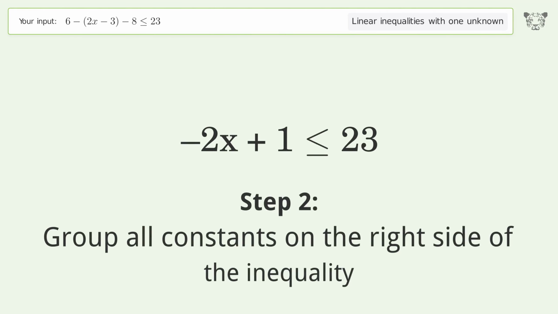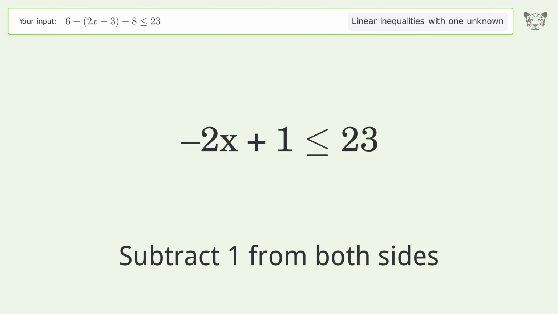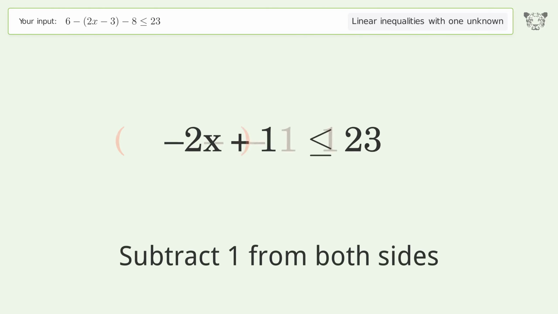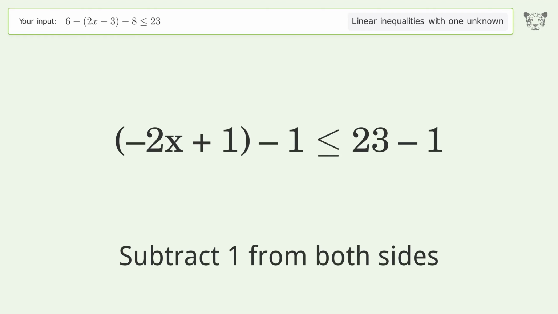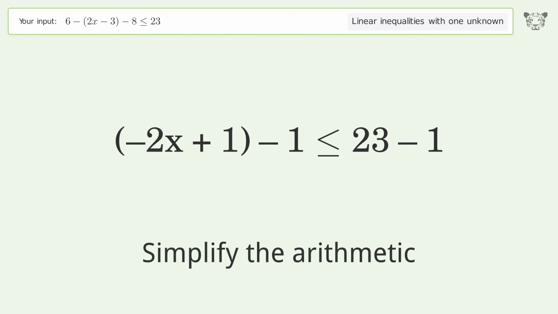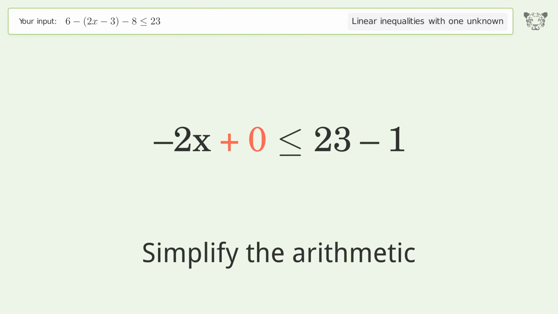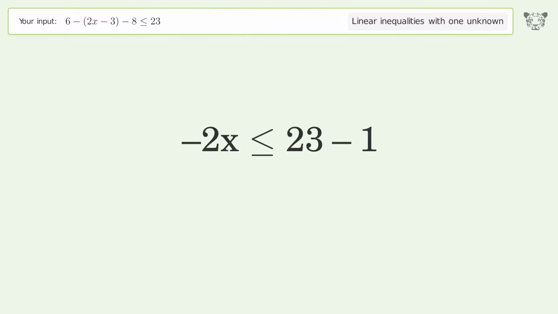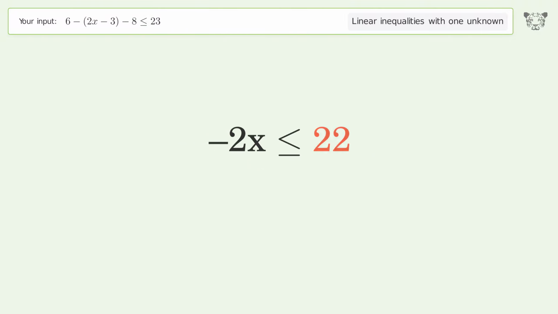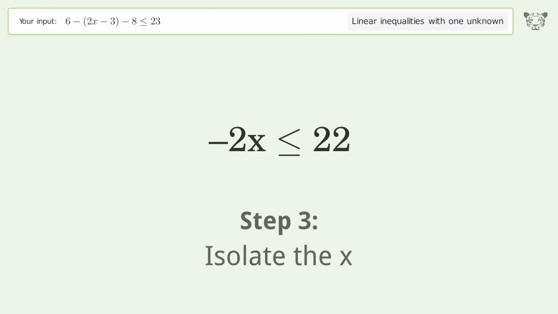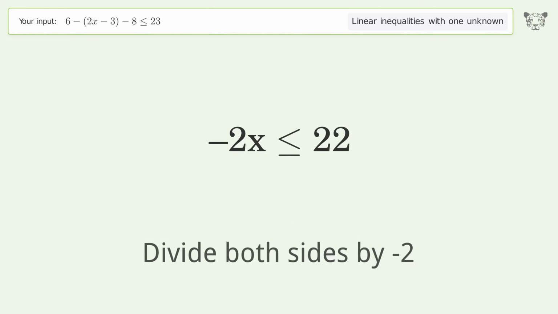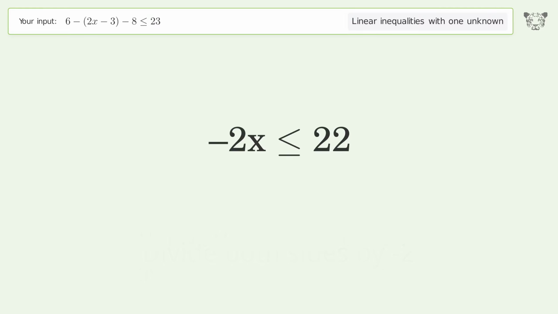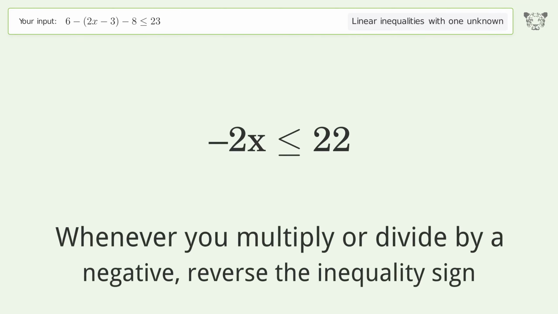Group all constants on the right side of the inequality. Subtract 1 from both sides. Simplify the arithmetic. Isolate the x. Divide both sides by -2. Whenever you multiply or divide by a negative, reverse the inequality sign.